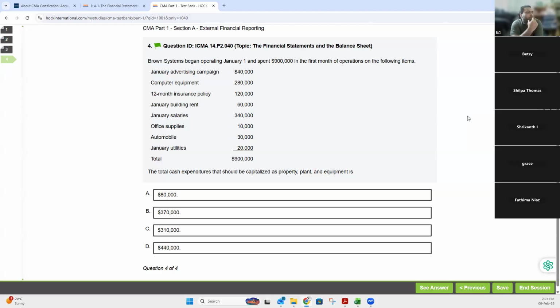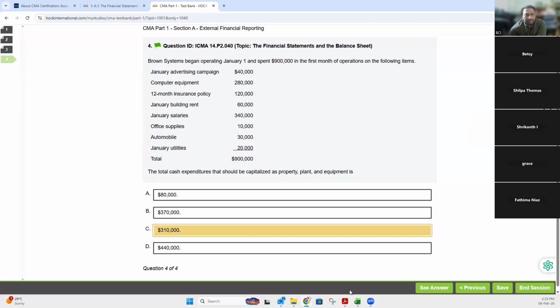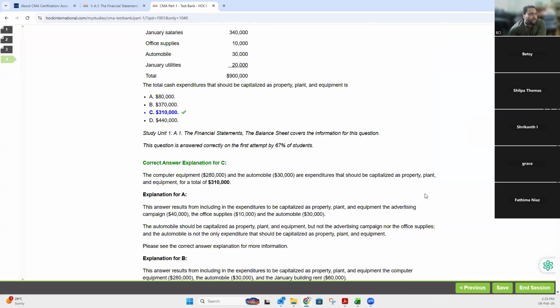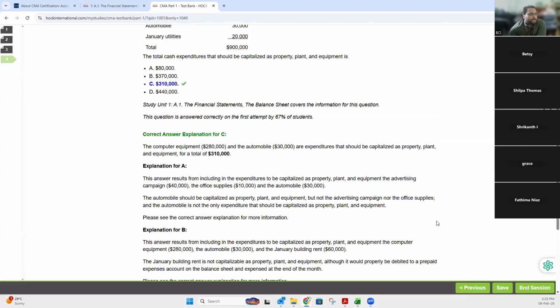What is the question? How much you can capitalize, right? Building rent, can you capitalize? Under leases, no? Under leases, but then they will say it as leases, right? So minus 310. 310, right? Any other opinion by anybody else? Okay. Got it. Yes. Okay.